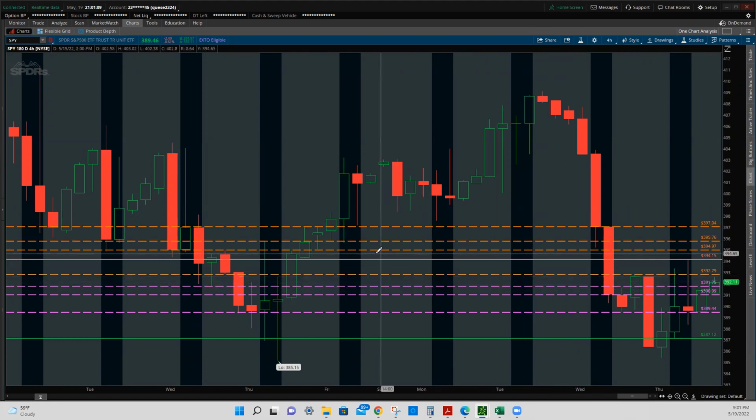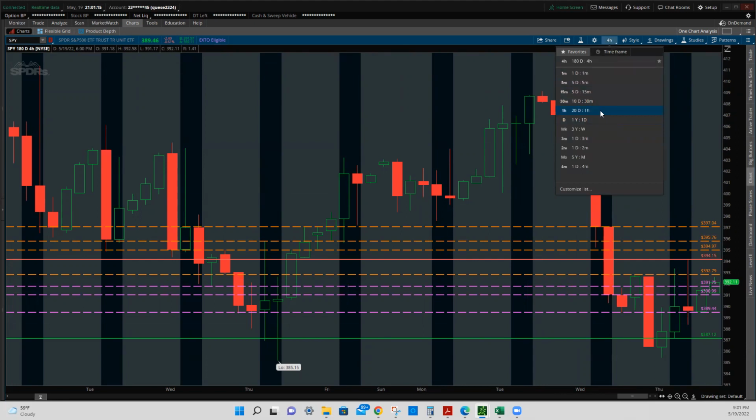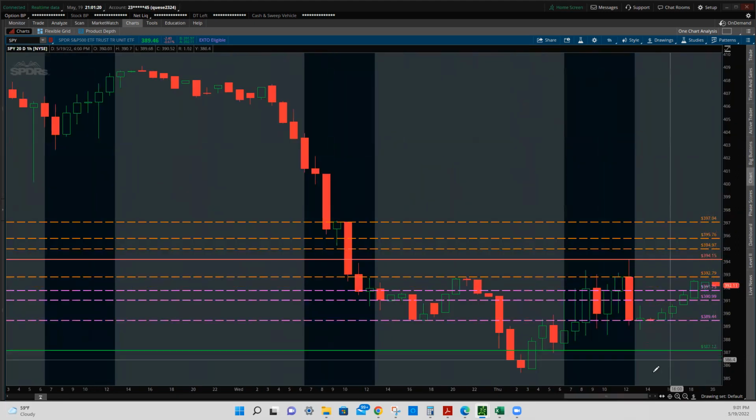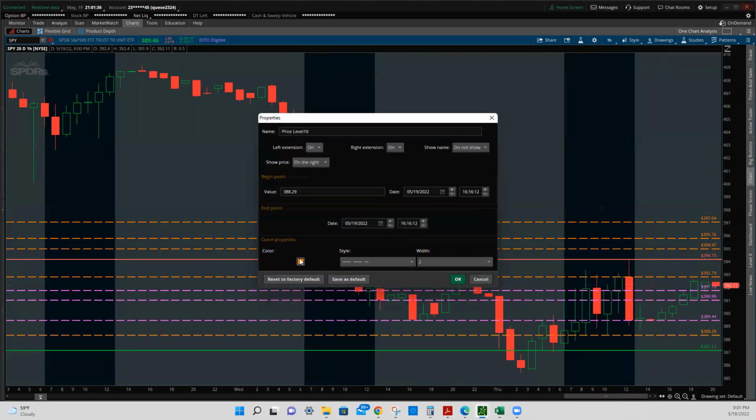And so then once you do that on a 4-hour, is there any more down here? Then you go to the 1-hour, and you see if you can find any more on the 1-hour. So let's see. We see one at 388. Draw this as purple.